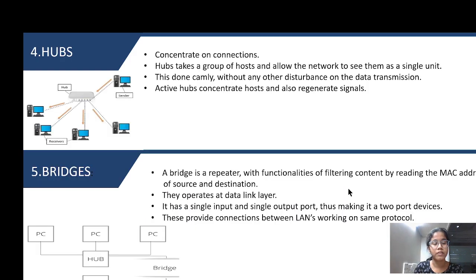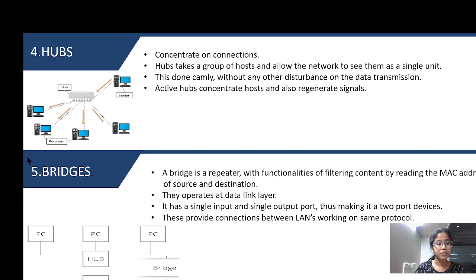Next, the fourth networking device is hubs. Hubs concentrate the connections. A hub takes a group of hosts and allows the network to see them as a single unit. This is done quietly without any other disturbance on the data transmissions. Active hubs concentrate hosts and also regenerate the signals. Here around the hub there are different PCs, where some act as receivers, and these receivers transfer the data to the center with the help of the hub.